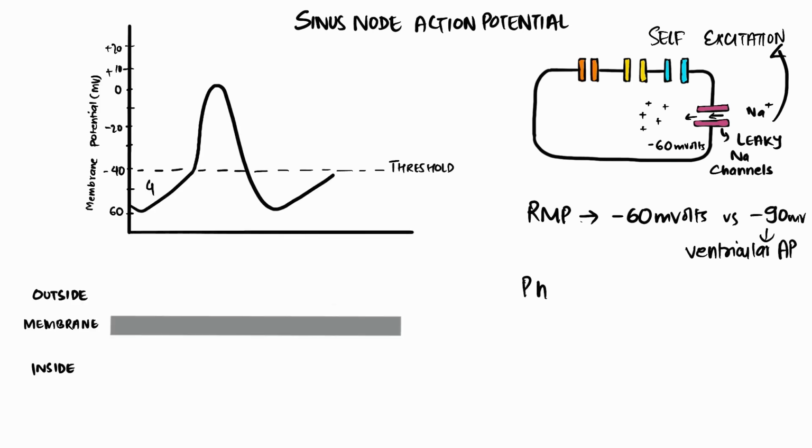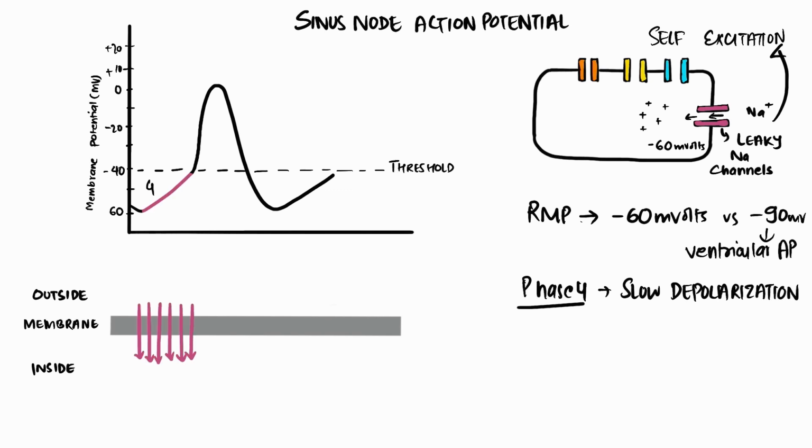And this is represented by phase 4, that is the slow depolarization. And as you can see, the pink lines represent the leakiness of sodium into the cell, which correlates with phase 4 in the action potential. Also note that fast sodium channels are blocked or inactivated at this potential. So the fast sodium channels have no role in the sinus node action potential as compared to the action potential in ventricular myocytes.